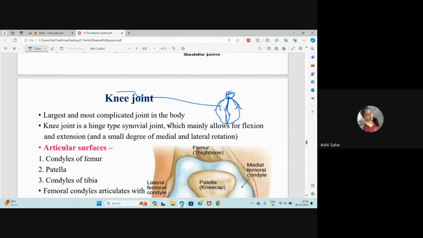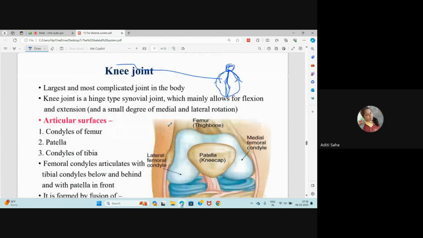The same thing, if we apply in legs, then the back side of the legs is softer than the front side. So the back side is ventral and the front side is dorsal in case of legs, but it is opposite in case of hands, right? So these are some anatomical concepts you must know. So let's move to our main topic, that is the knee joint.